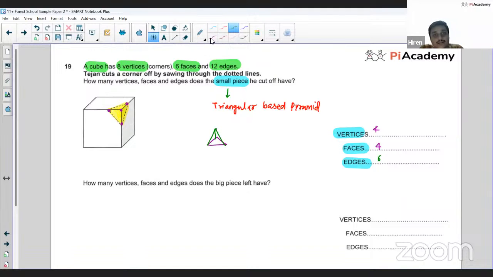Okay. Now let's move on to the next question. How many vertices, faces, and edges does the big piece left have? So this time they are asking for the big piece. You have already solved for the small piece, right? Now it's time to solve for the big piece. After cutting that small piece, whatever is left is the bigger one, right? And you have to figure out the number of vertices, faces, and edges for that big piece. Figure it out and let me know what your answers are.